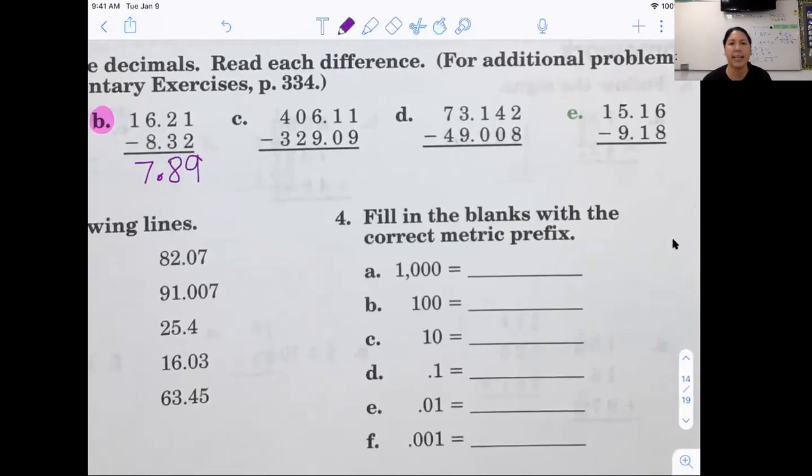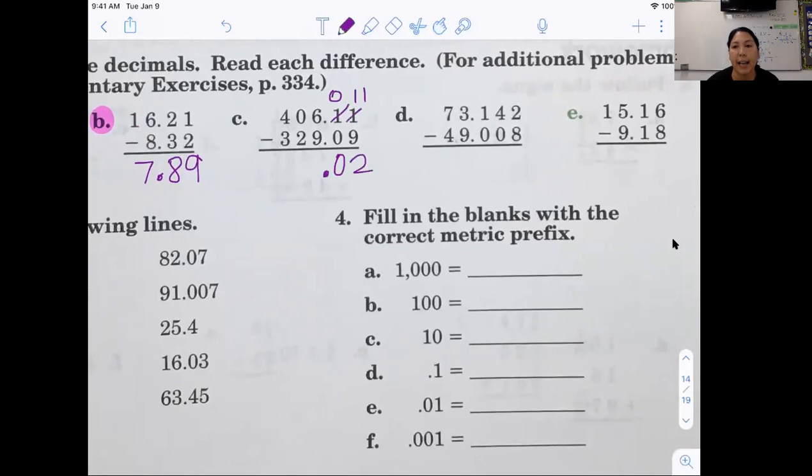Okay, can I take 9 from 1? No. Cross off my 1, make it a 0. This becomes an 11. What's 11 minus 2? 2. Good job. Do I have to borrow on the next one? Is 0 bigger than 0? No, it's the same. So go ahead and just put a 0. Draw your decimal point.